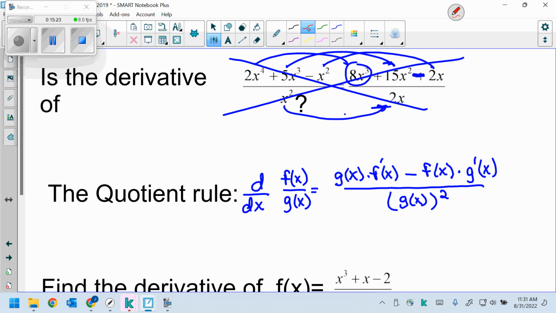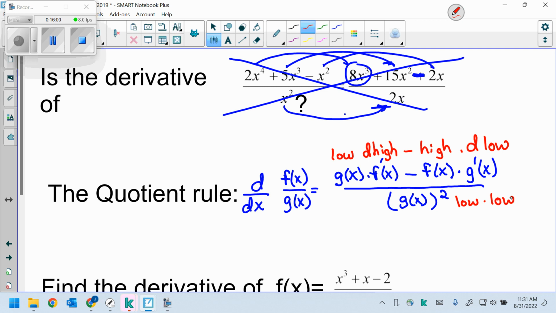Well, now, that might be tough to remember. So, for those of you who have never had this before, what we're going to say is that this bottom times the derivative of the top, we're going to call this low d high. The derivative of the top, we're going to call that d high, the derivative of what was up high. Low d high minus what was on top, which is high, times the derivative of the bottom, d low. And then we have the bottom squared, low low.